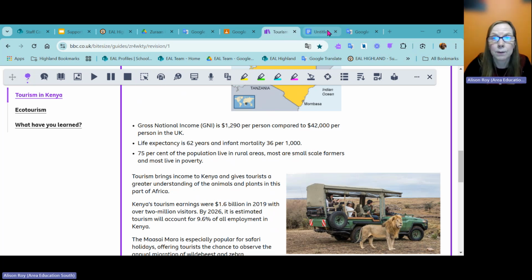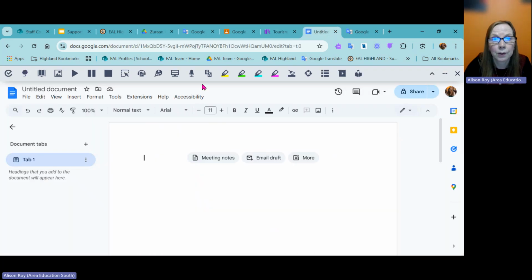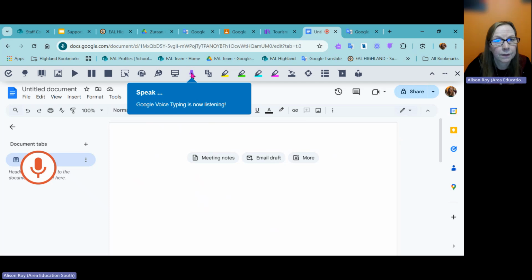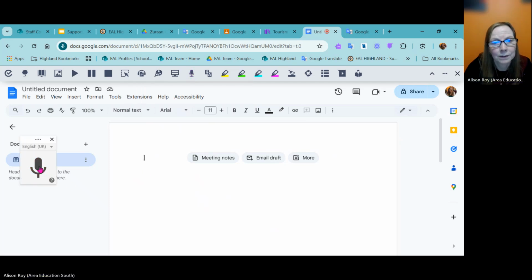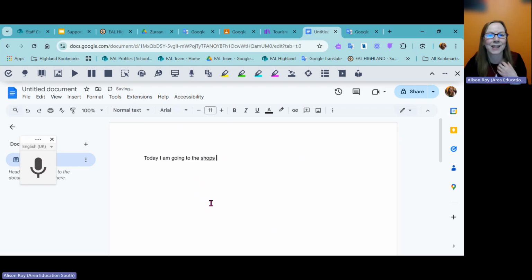In terms of supporting students with their writing, we can use two functions. We've got the speech to text, so you can click on this microphone here. Today I am going to the shops. Today I am going to the shops. Oh, it did work that time. Okay, so you've got the speech to text.